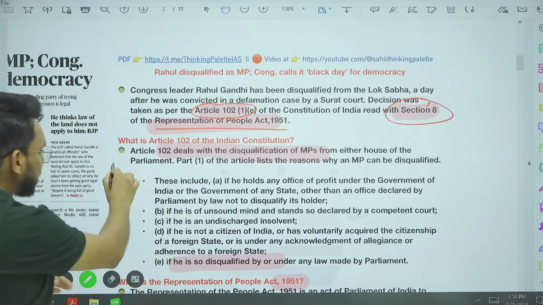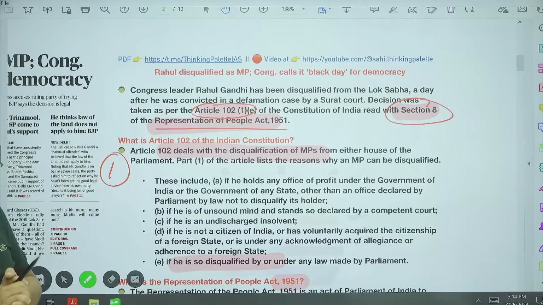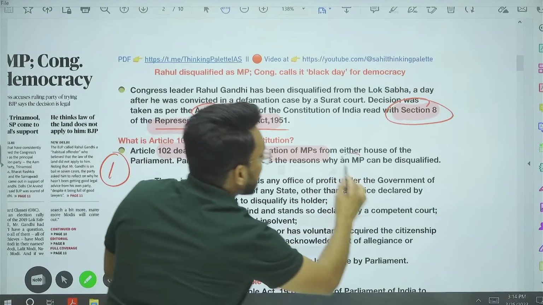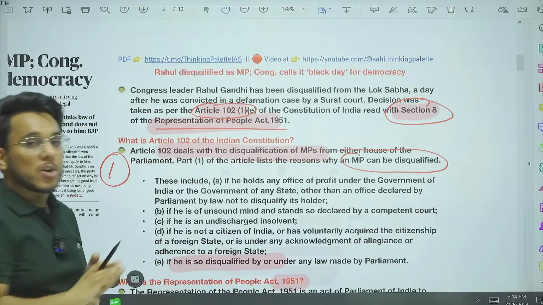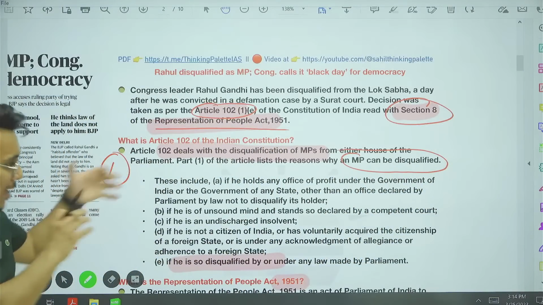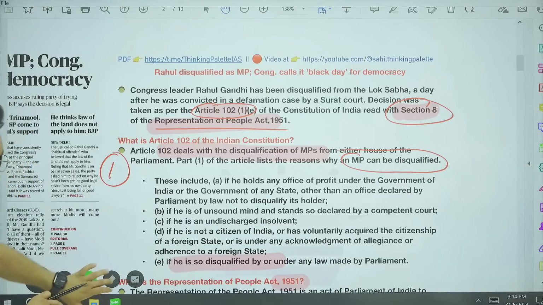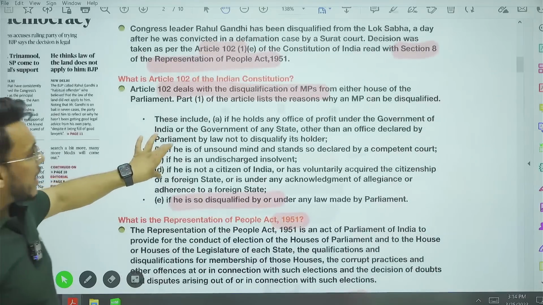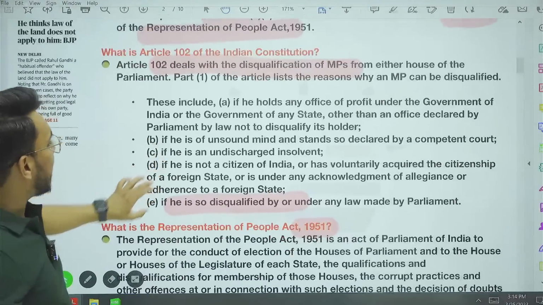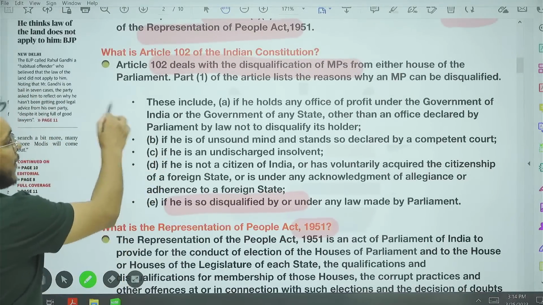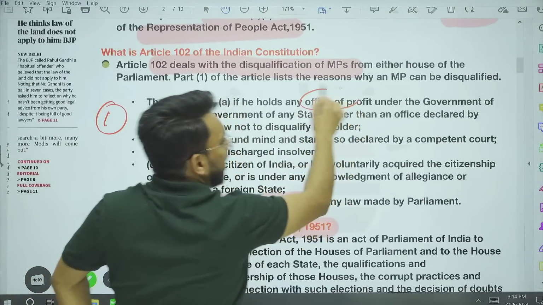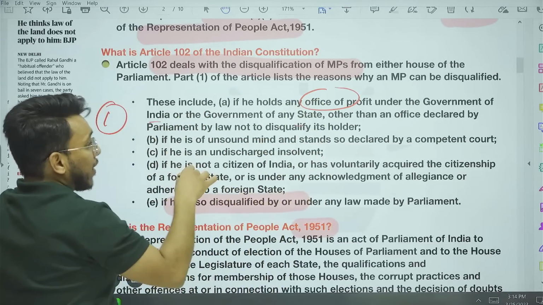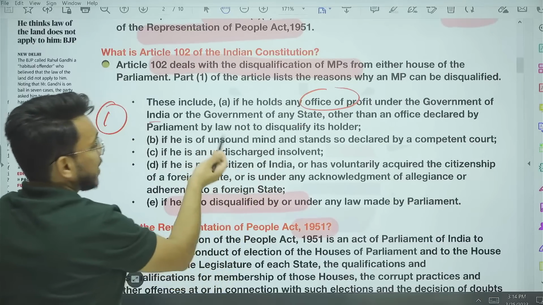Now first of all, when we talk about Article 102 of the Constitution, it provides certain conditions in which an MP, a member of parliament, can be disqualified. Now what are the conditions that it provides? Let's see all these conditions one by one. So basically it provides that an MP will be disqualified, number one, if he holds any office of profit under the government of India or any government of a state, other than an office declared by the parliament.